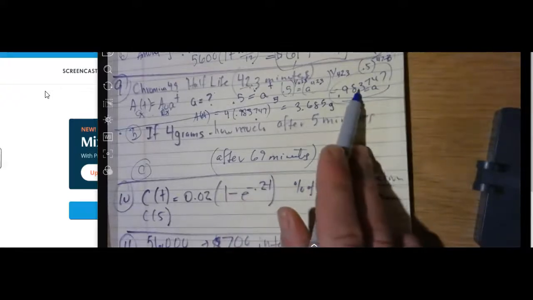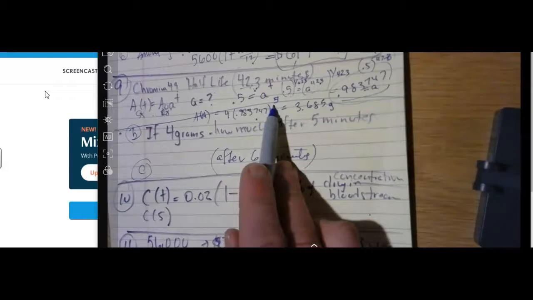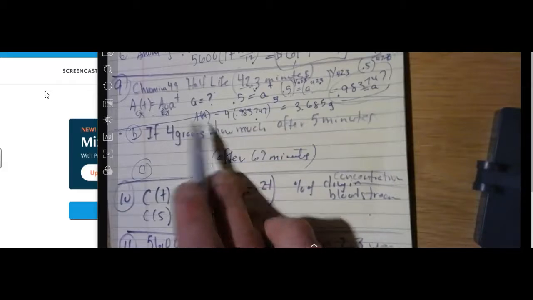So you take the answer from part A and you apply it to part B. This is your multiplier. This is the amount that you're losing for every unit of time. This is how much you start with. This is how much you have at a certain given point in time.